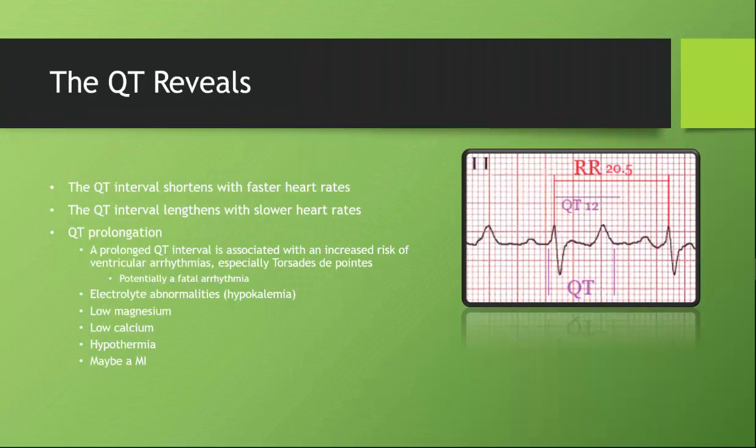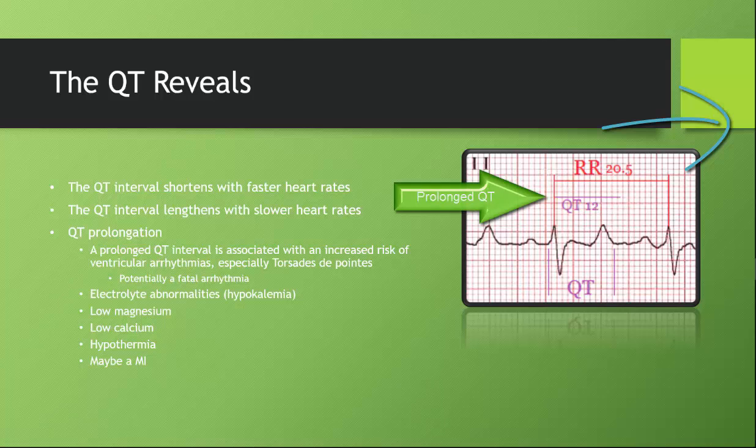Some other things about the QT interval: it will shorten with a faster heart rate, and it will lengthen with a slower heart rate. But what is the QT interval revealing to us? We know a prolonged QT interval is associated with an increased risk of ventricular arrhythmias, especially torsades de pointes, which is potentially a fatal arrhythmia. A prolonged QT interval can also be due to an electrolyte abnormality, such as hypokalemia, low magnesium, low calcium, hypothermia, and maybe even an MI.